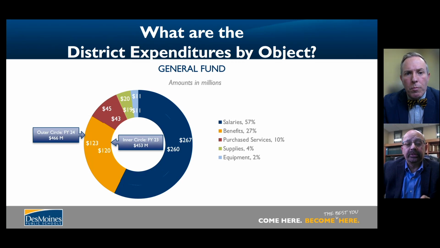This donut chart shows where we are spending that money in terms of expenses. Salaries and benefits equate to 82% of the money. These are the two largest shares: 57% on salaries and 27% on benefits. And then we have the others, which comprise the 18%.